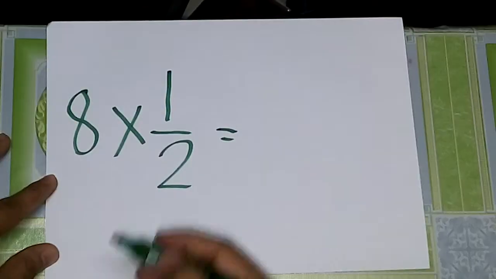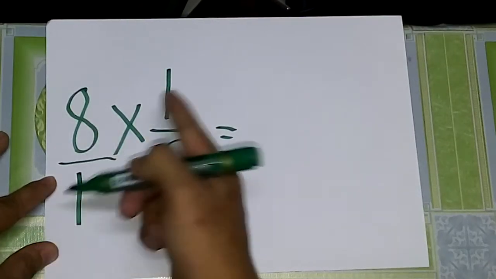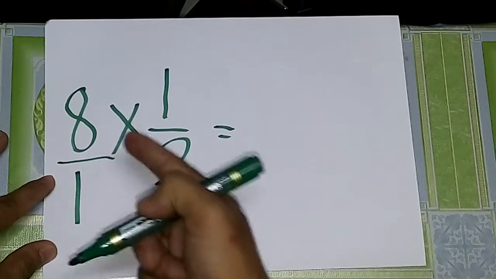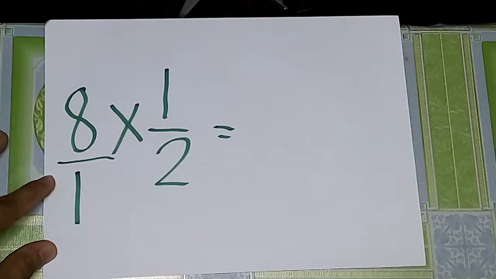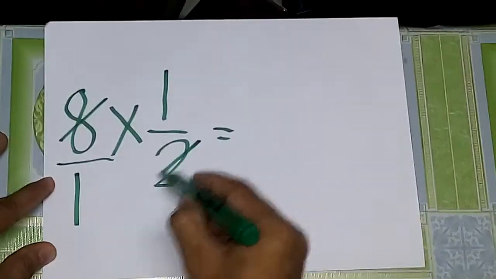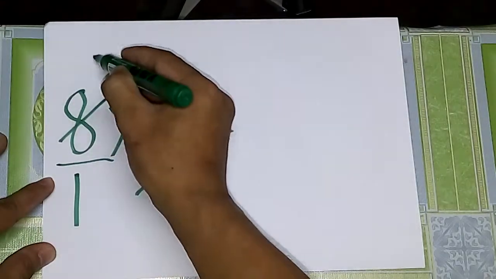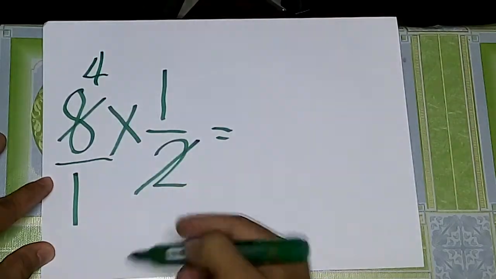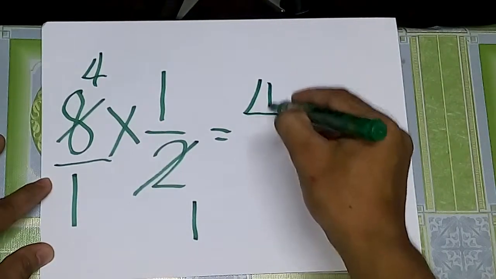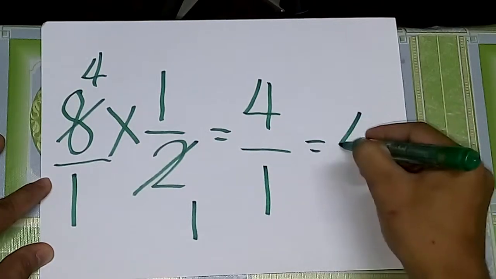8 is a whole number, therefore we just put a denominator of 1. Multiply the numerator and multiply the denominator. But then, as you can see, we can apply cancellation here. 8 and 2 can be cancelled out. Their GCF is 2. 8 divided by 2, that is 4. 2 divided by 2, that is 1. So multiply, 4 times 1, 4. 1 times 1, 1, or simply 4.